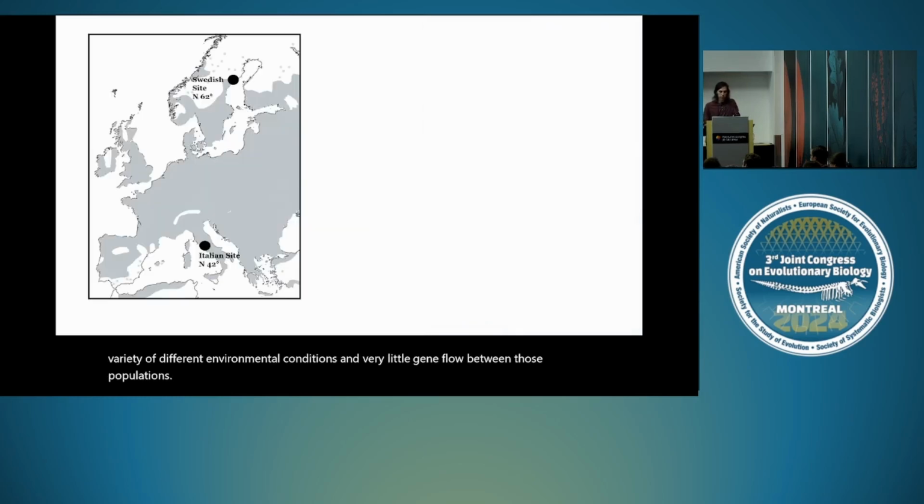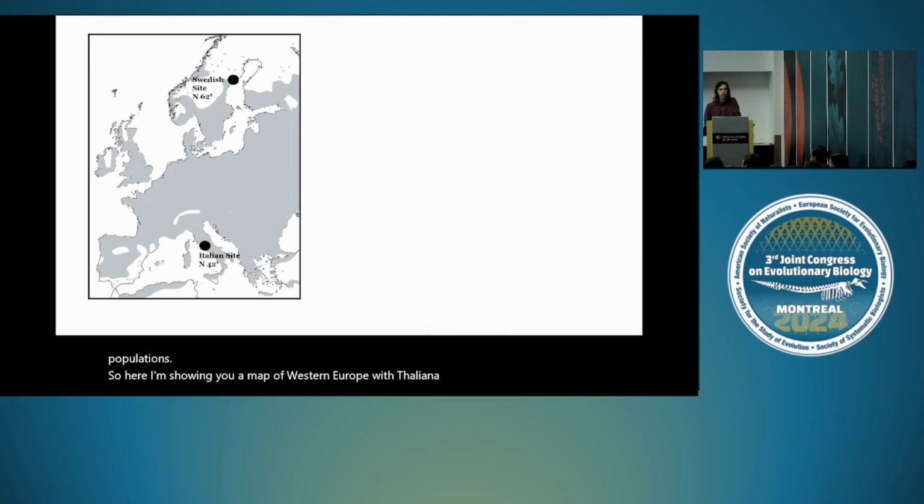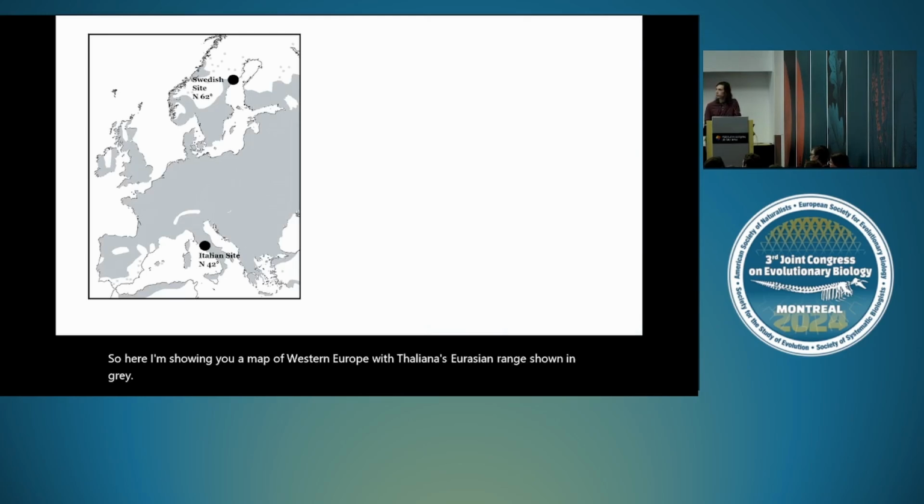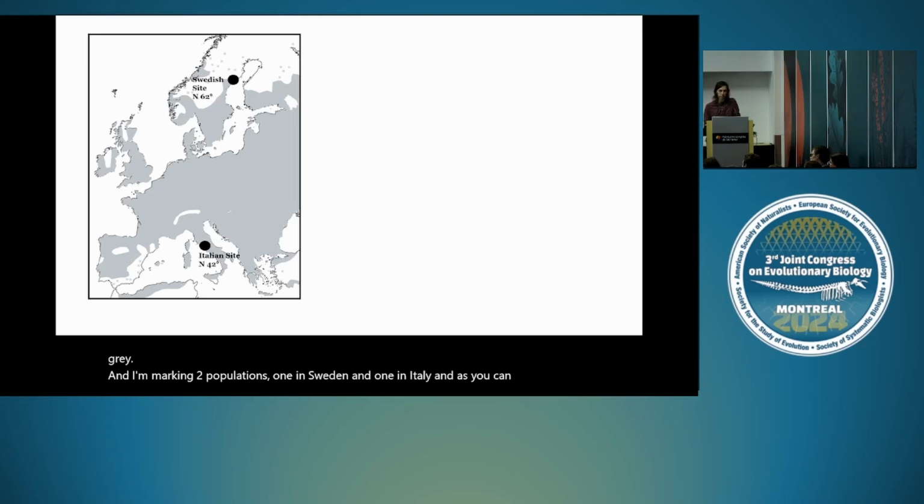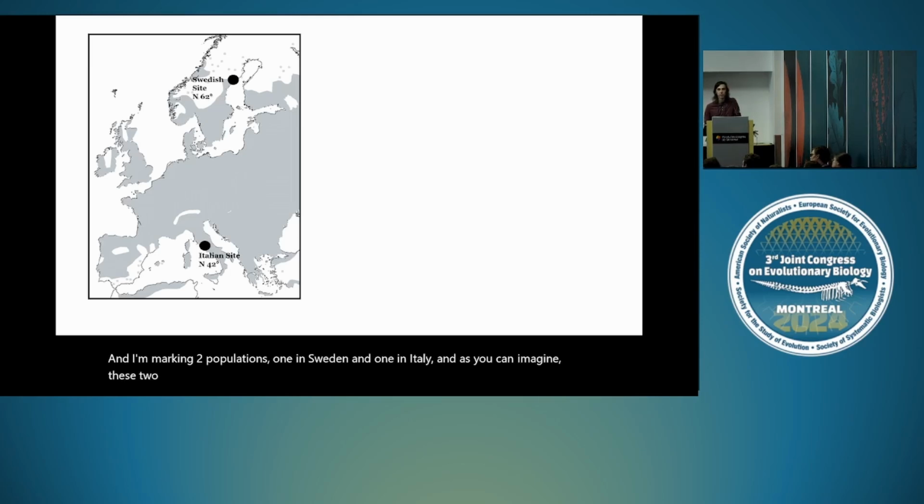So here I'm showing you a map of Western Europe with Thaliana's Eurasian range shown in gray. And I'm marking two populations, one in Sweden and one in Italy. And as you can imagine, these two populations experience very different climates.